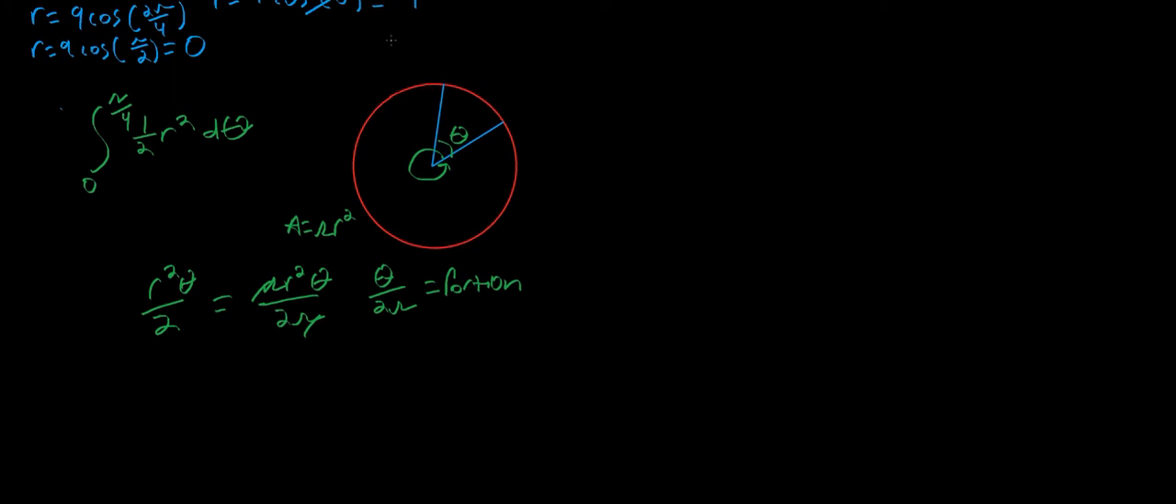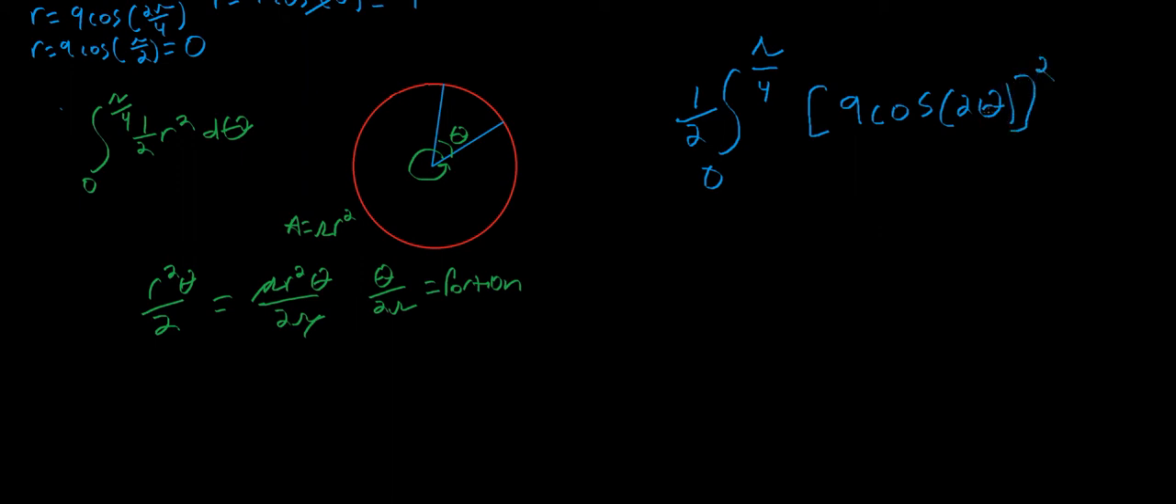They gave us our r, so we have our integral from 0 to pi over 4. Let's pull our 1/2 out and make things easier. Now we have our r squared, but our r is 9 cosine 2 theta, squared, because our r was squared and r is 9 cosine 2 theta, d theta.